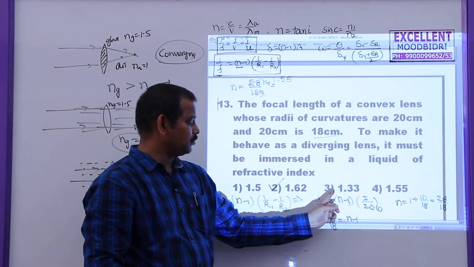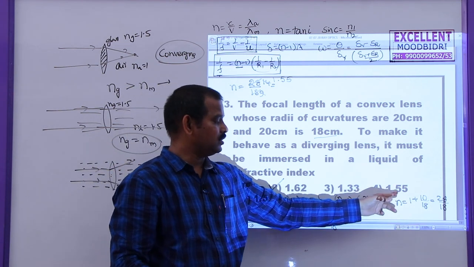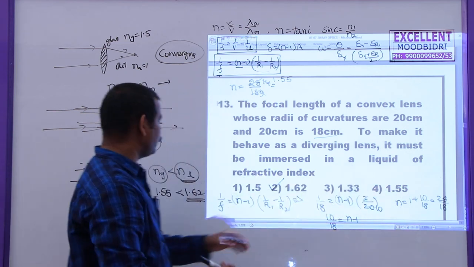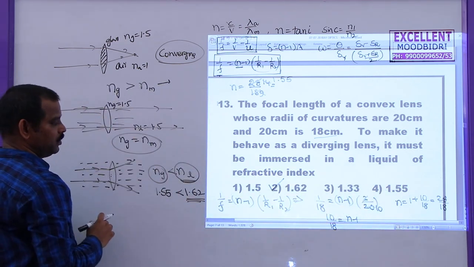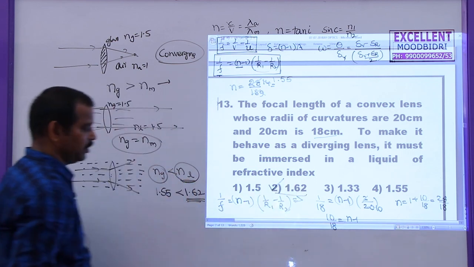And if you see the third option, 1.33 is less than 1.55. If it is exactly 1.55, then it will become a glass plate only. So option 2 is correct.